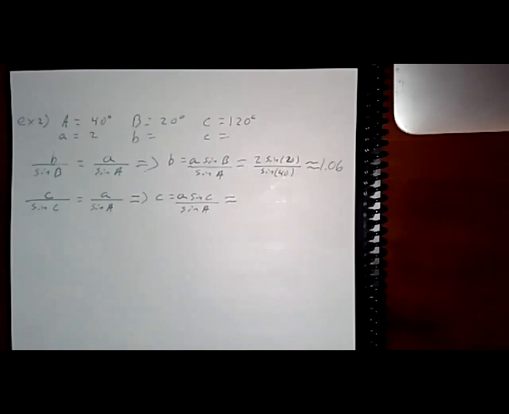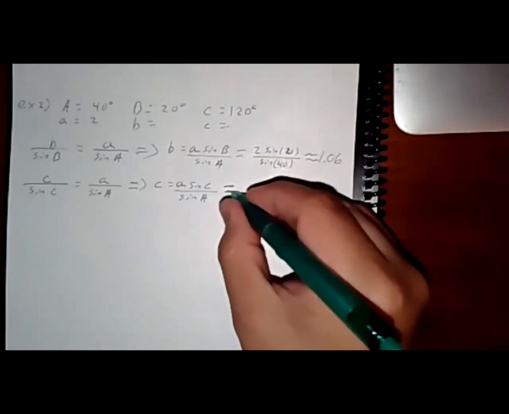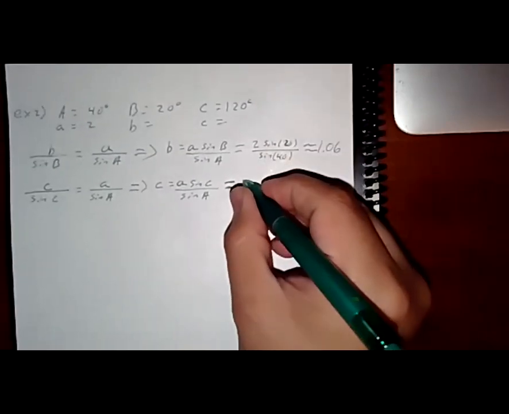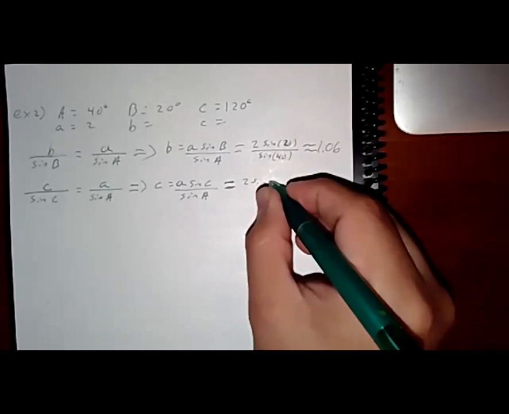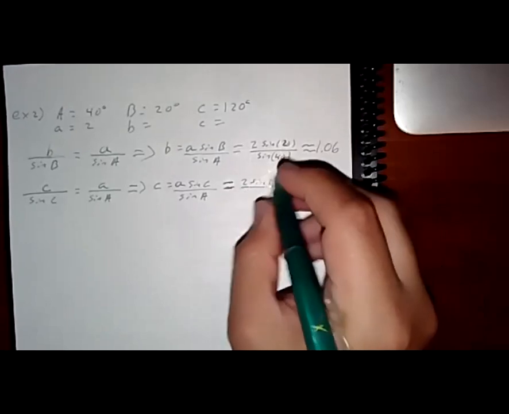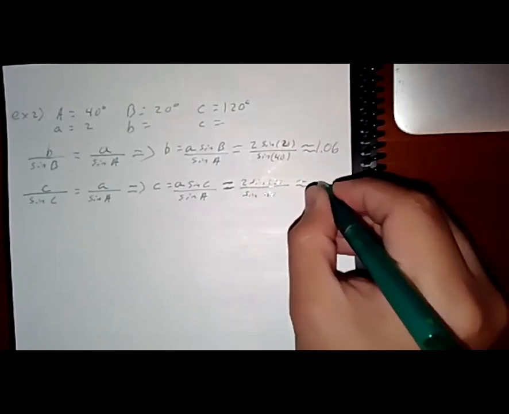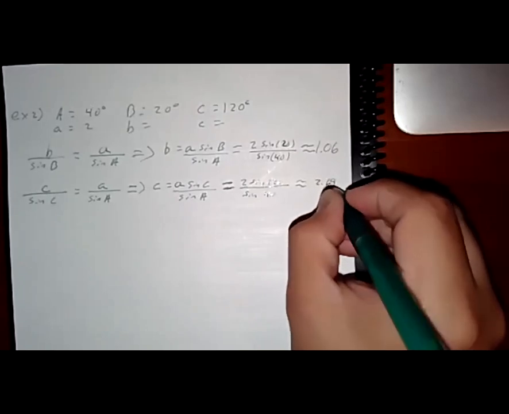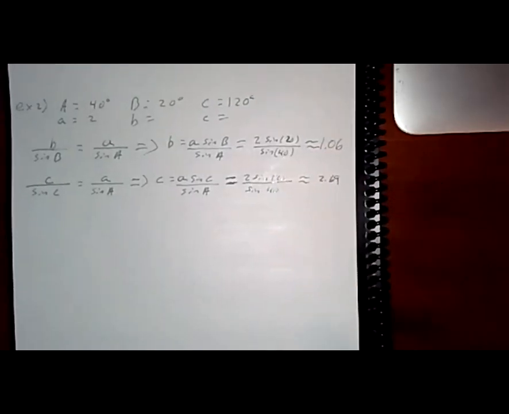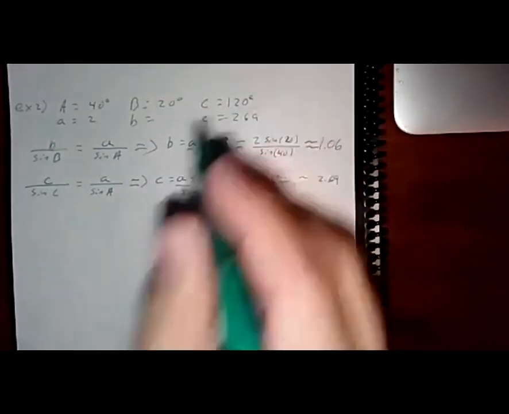Okay, so I got approximately, well, let's show the numbers. That'll be 2 sine 120 over sine 40. That is approximately 2.69. Oh man, I screwed up the whole thing. And 1.06.